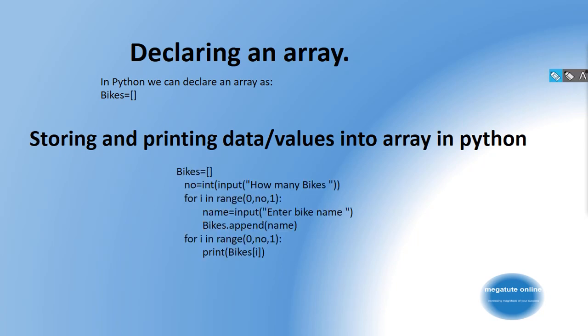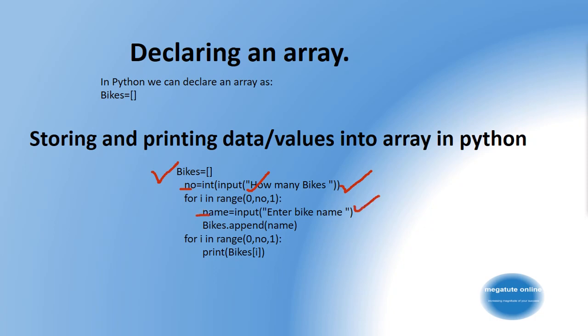If we look at this example over here, we have created an array bikes, an empty array. Now we have asked the user to enter how many elements they want in that particular list, or how many bike names they want in that list. So the user has given no. So we are running a loop from 0 till no, because we know that the array starts from 0 position. Now name equals to input enter bike name. So whatever name the user gives over here, that goes to the name.